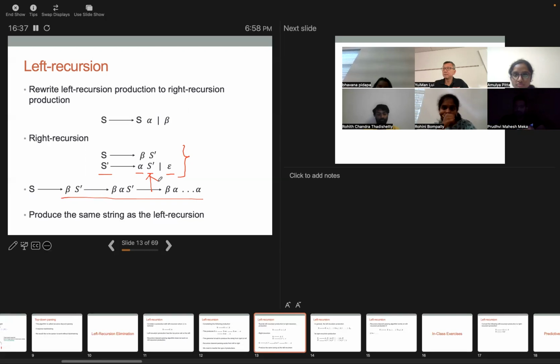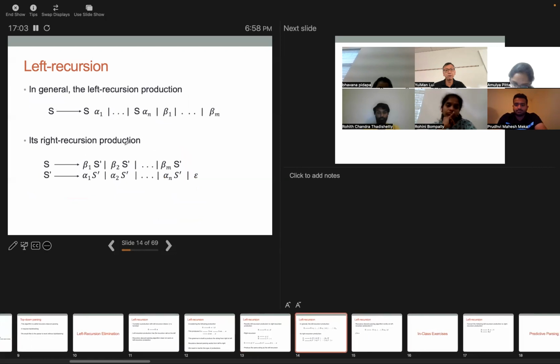Are we clear? Everyone convinced? Right? It is the same grammar, and it is not a left recursion. Good. All right. So here is a general rule.